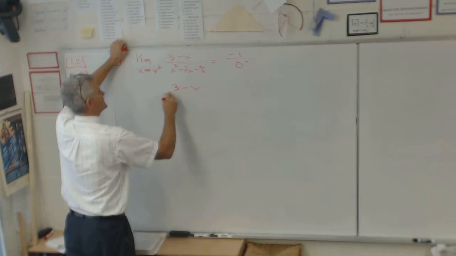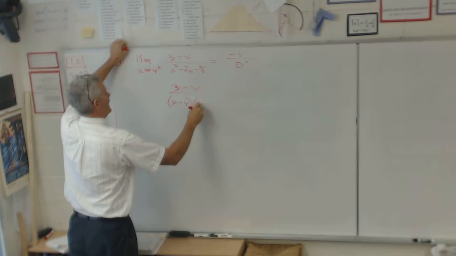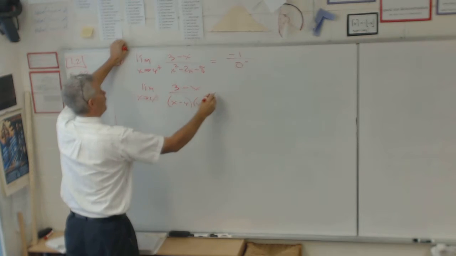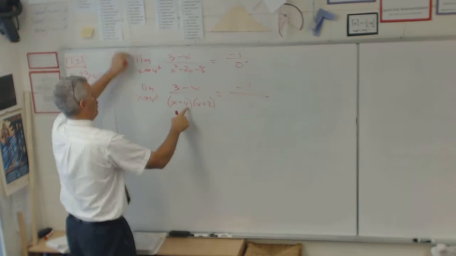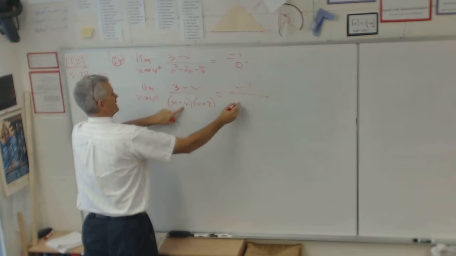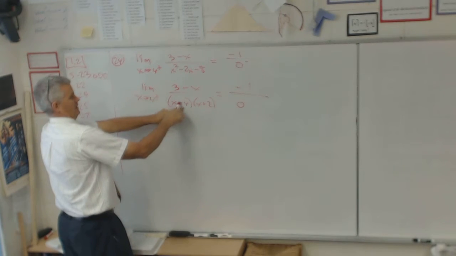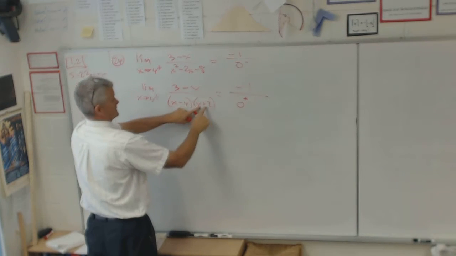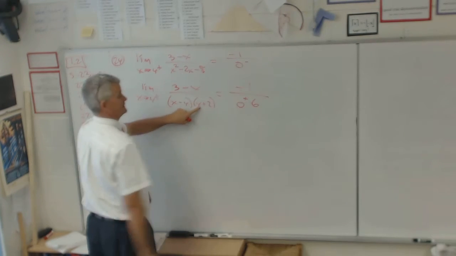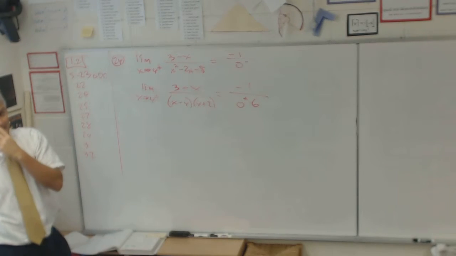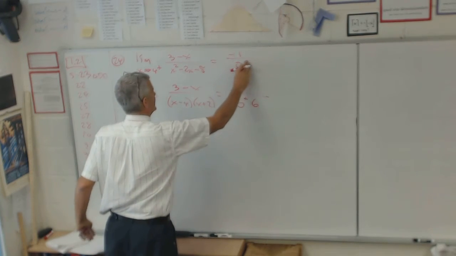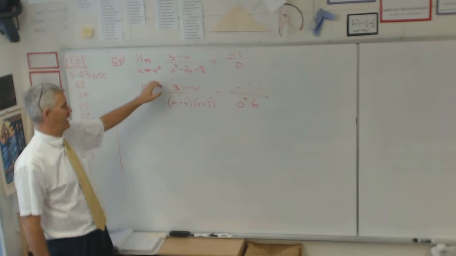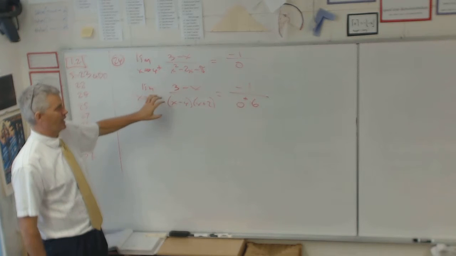When we change this into (x minus 4)(x plus 2), now we can say -1 over, is this positive or negative 0 here? Positive. And what's this? 6. So you were wrong. And that's my point. It's really difficult to look at this and know whether it's coming from the positive side or negative side.